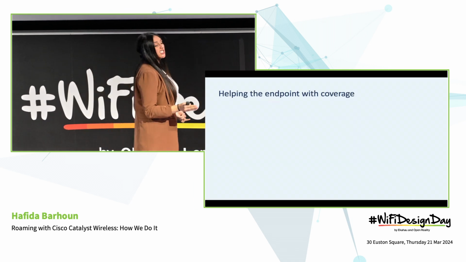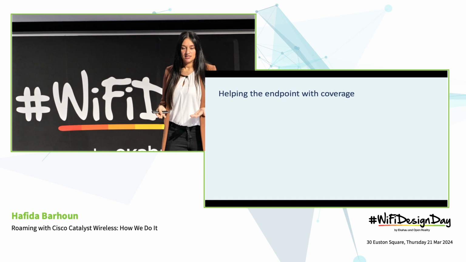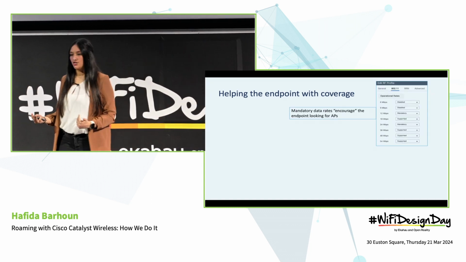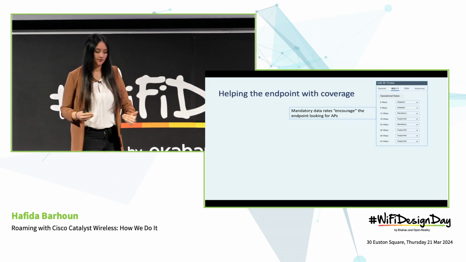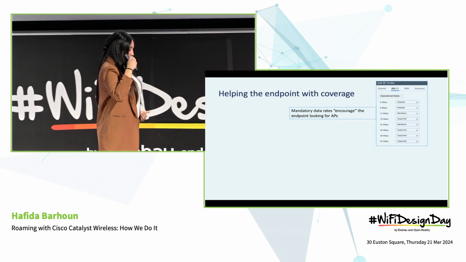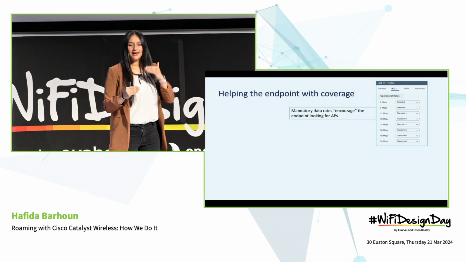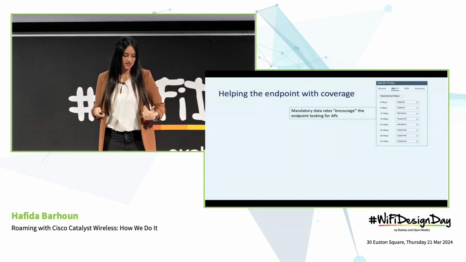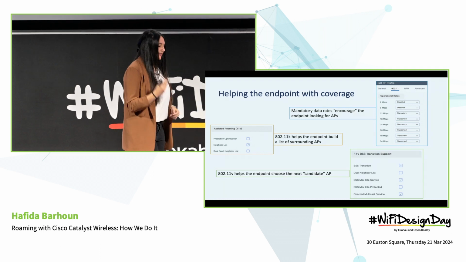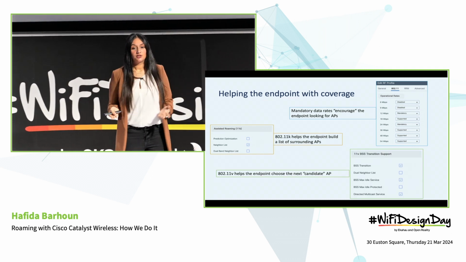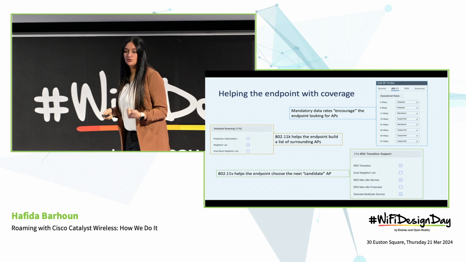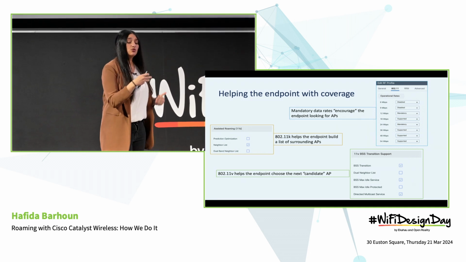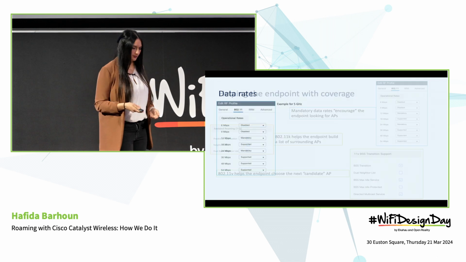So it's the endpoint decision, but that doesn't mean that we can't influence it. So how can we do that? First of all, by playing with the coverage, and to be more precise with the data rate, because putting higher data rates will encourage the endpoint to look for other APs, and we're going to see how. And then, by playing with 2 standards that allow us, first of all, to build a list of surrounding APs, and then tell us which AP we should roam to.